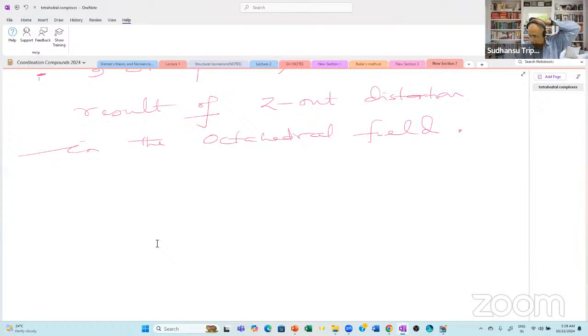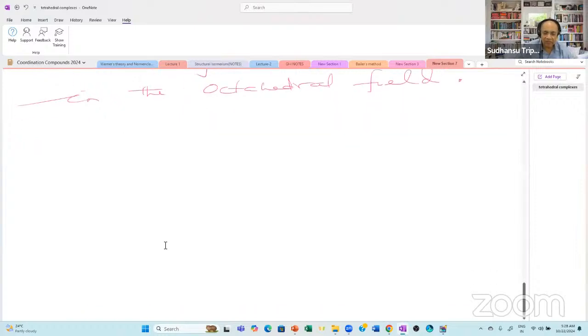Hello and welcome. Now see, so let us start with a metal ion sitting here and these are the three coordinate axes.